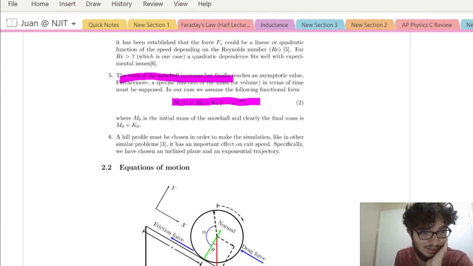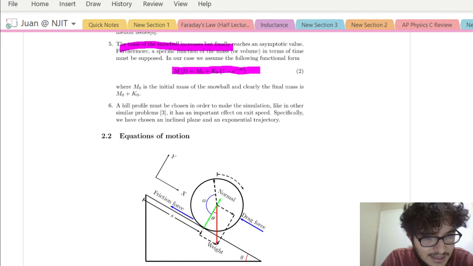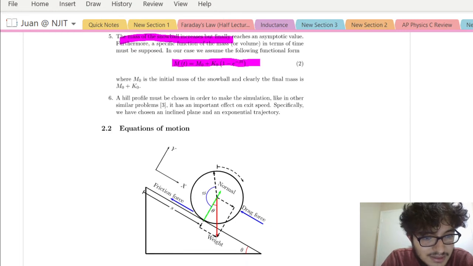Okay, so then for assumption 6, a hill profile must be chosen in order to make the simulation. Like in any other similar problems, it has an important effect on exit speed. Specifically, we've chosen an inclined plane and an exponential trajectory. Okay, so the trajectory is different. It's not going to be flat. And here are the equations of motion. Okay, so this is part 2.2.